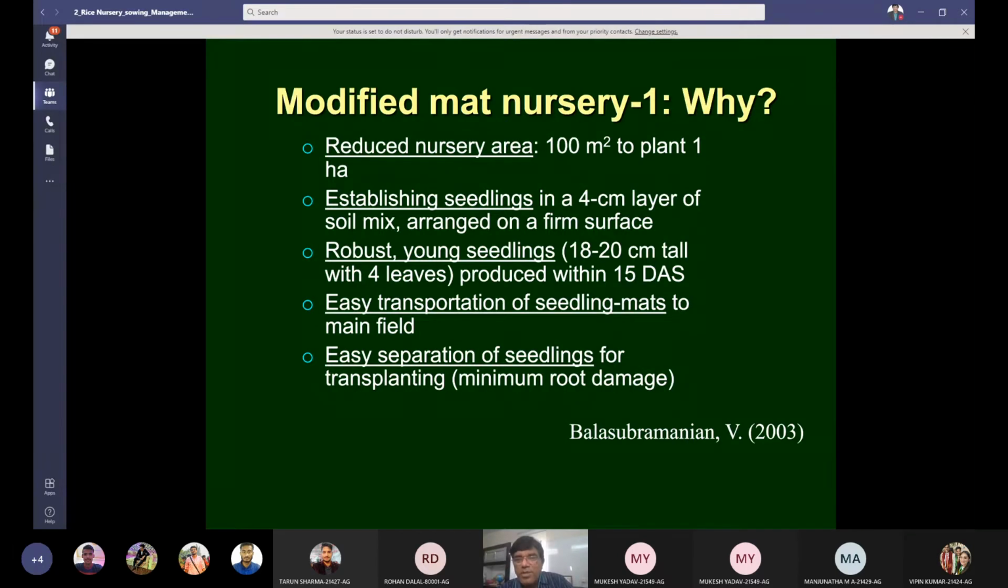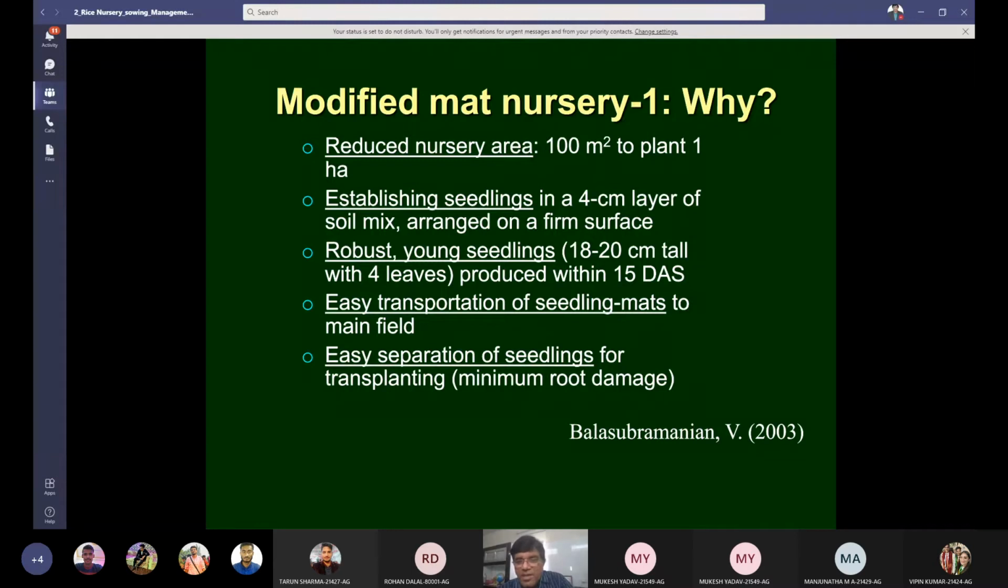Instead of 1000 meter square, you can use only 100 meter square area to plant 1 hectare crop. So establishing seedling in a 4 centimeter layer of soil mix. You need not plant the seed in the normal seed beds. You need to put some soil mixture above the seed bed, arranged on a firm surface.